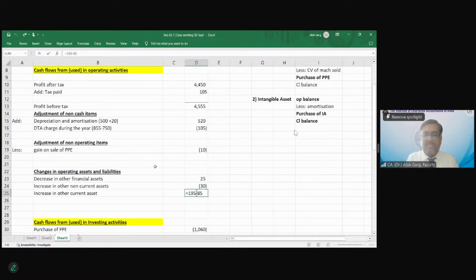So I shall write like this. 85 was the opening, 195 is the closing. 110. Is that clear? Yes, sir. Okay. Now, what is my next line item?